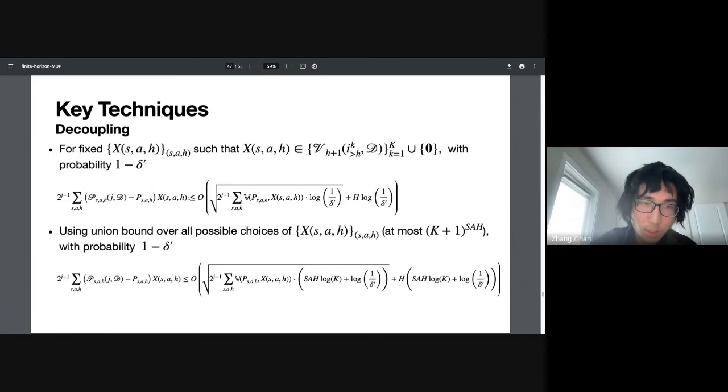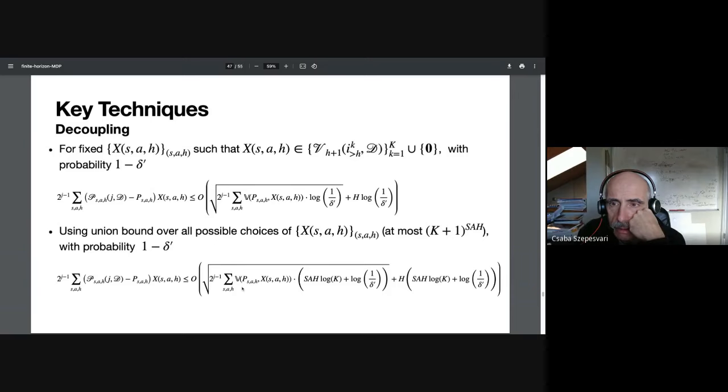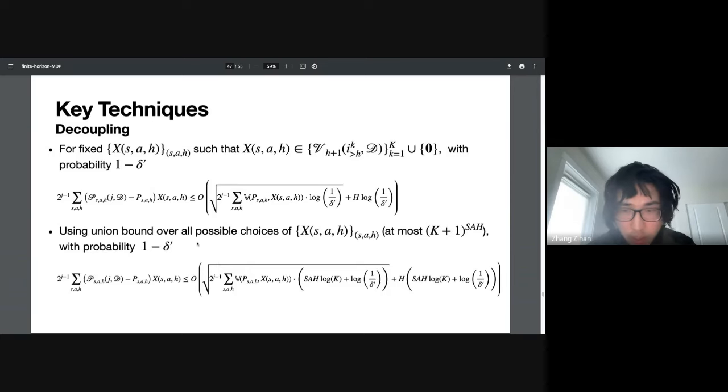It is a basic concentration inequality for martingales. Actually, it is a concentration inequality for independent random variables, because before sampling of the H layer, all X at (s, a, h) is determined, and the empirical transitions are freshly drawn. So here is the first union bound argument. Remember that for all possible choices of X at (s, a, h), this inequality holds.